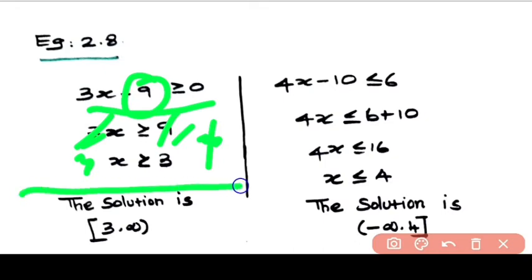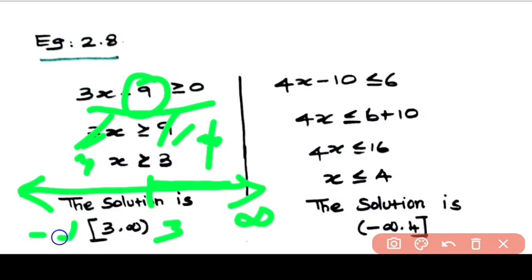On the number line, greater than 3 is this side. Equal to also, so we take 3 also. So the interval is 3 to plus infinity.